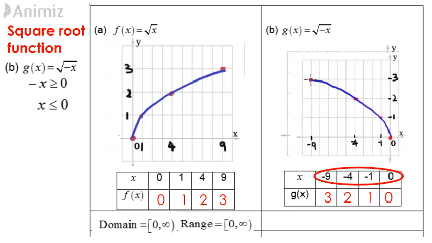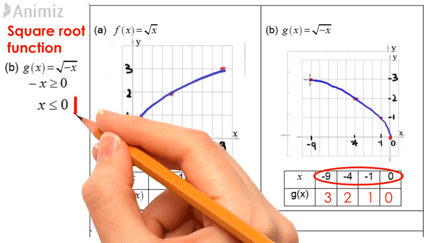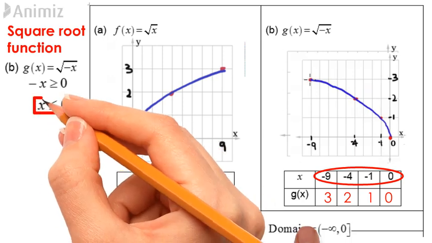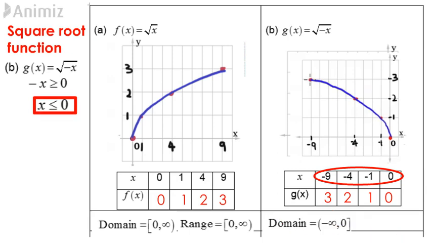The domain of square root of negative x is all the real numbers that are less than or equal to 0. Since the minimum value of square root of negative x is 0, the range of square root of negative x is from 0 to positive infinity.